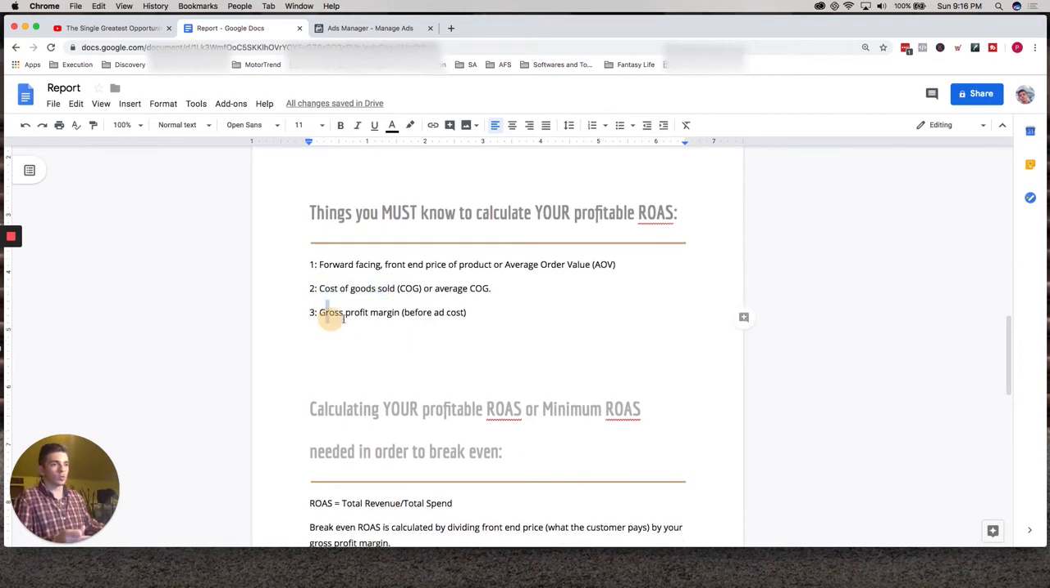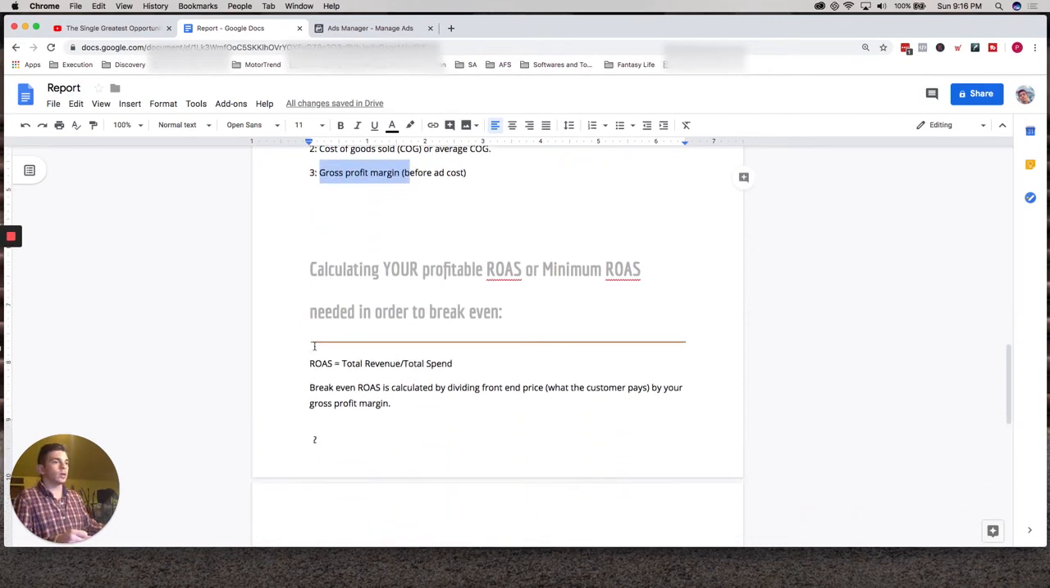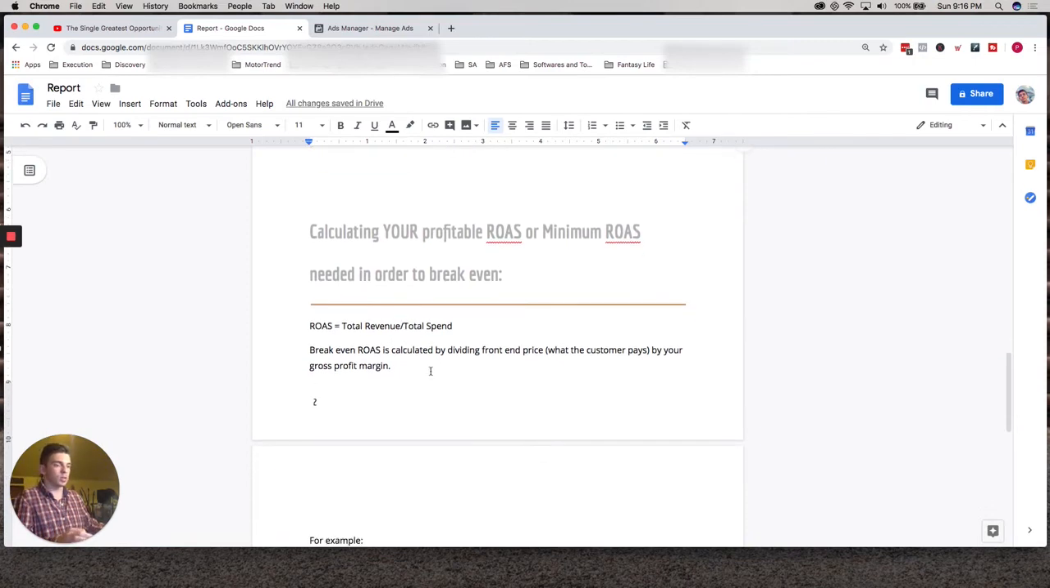And then your gross profit margin, which is taking your forward-facing price that your customer pays and subtracting your cost of goods. The leftover number is your gross profit margin. Now, calculating your profitable ROAS, or minimum ROAS needed in order to break even, is pretty simple. Again, here I'm reiterating that ROAS is total revenue divided by total spend. The break-even ROAS is calculated by dividing the front-end price, what your customer pays, by the gross profit margin.